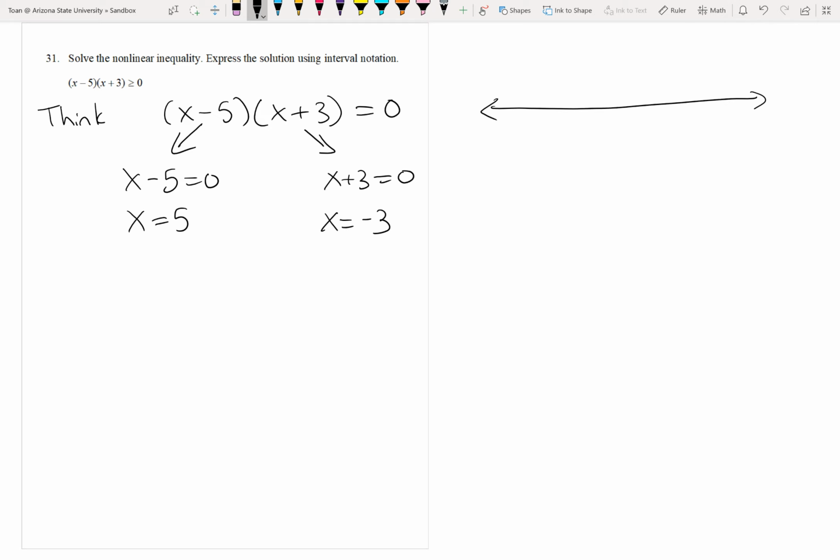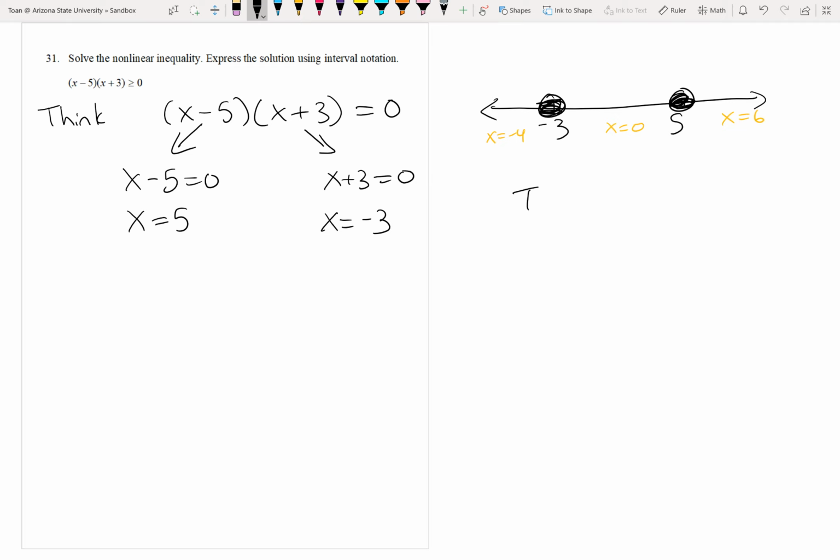We're going to build a sign diagram. So -3 and 5. Whether or not these are open or closed depends on the original inequality. Because the inequality is greater than or equal to, it has a little line underneath it, it will be closed. And I hope that you guys can see that these two critical values split the number line up into 3 intervals. The left interval, the middle interval, and the right interval. What you want to do is just pick a number from each interval. It doesn't really matter what number. Say x equals -4 here, x equals 0 is always popular, and say x equals 6.